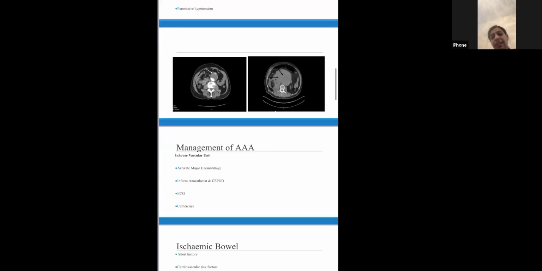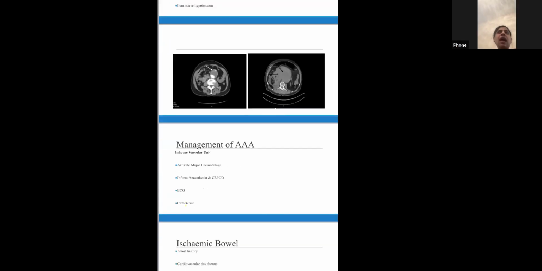So again, if you happen to be in a setting where you've got in-house vascular services, make sure you've activated what is called the major hemorrhage protocol, where you get at least 4 units of packed cells, 4 units of FFPs, and a couple of pools of platelets. So all you need to do is ring your blood bank and say, I need major hemorrhage protocol to be activated. You don't have to tell them individually what products you need.